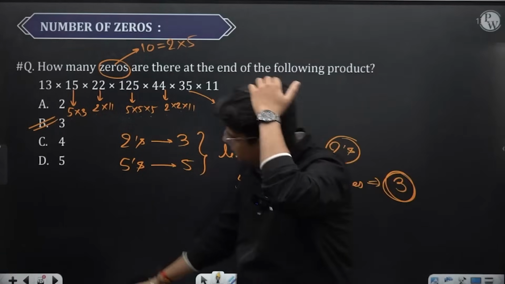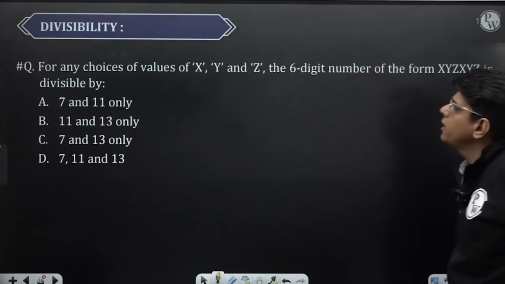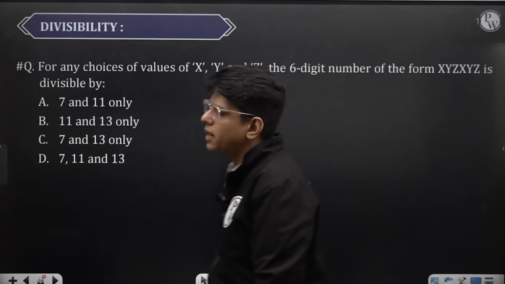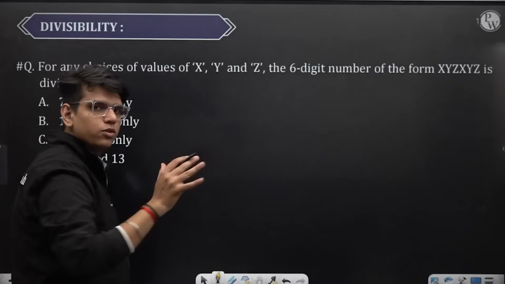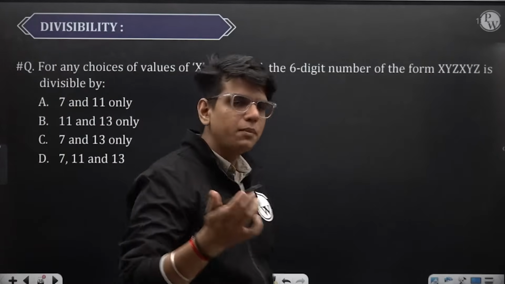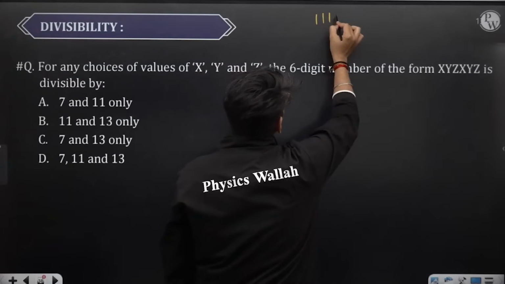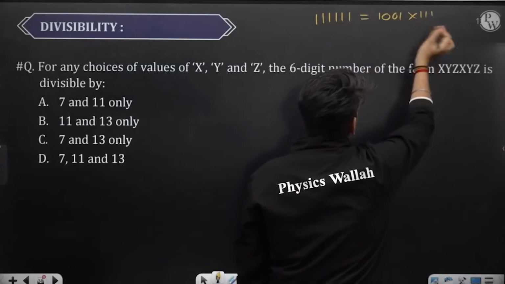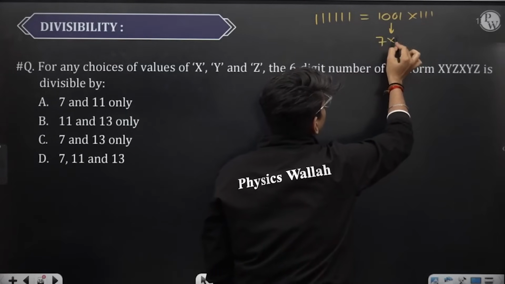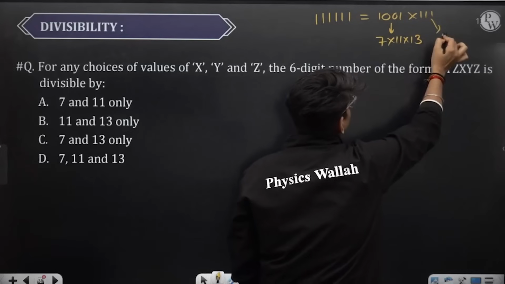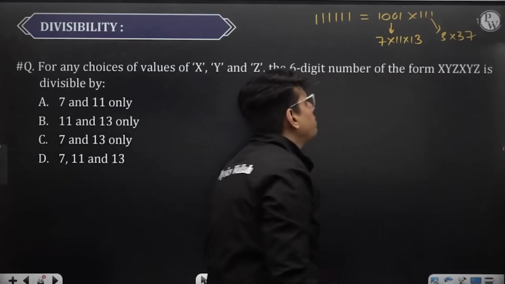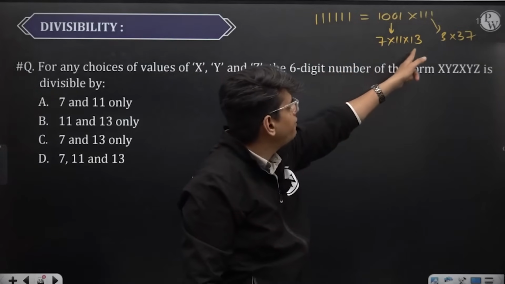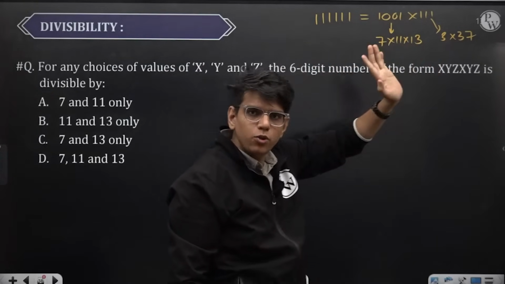Next, let's look at the next thing. For any choice of values of x, y, z, that 6-digit number of the form xyzxyz is divisible by what? First of all, in divisibility, you know the basic divisibility rules. You can revise this. After that, you need to remember 111111 is nothing but 1001 into 111. Right. So 1001 is nothing but 7 into 11 into 13. And 111 is nothing but 3 into 37. So you should remember any number of the form abcabc is divisible by 7, 11, 13, 3 and 37. So you have to remember this.